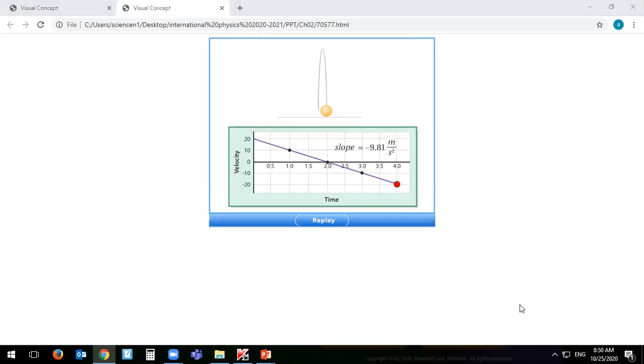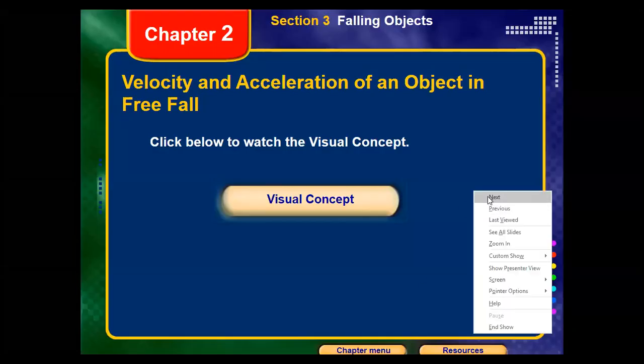Okay, back to the PowerPoint. This will be everything for today, moving a ball upward and moving back again. We will continue describing the free fall acceleration next session.